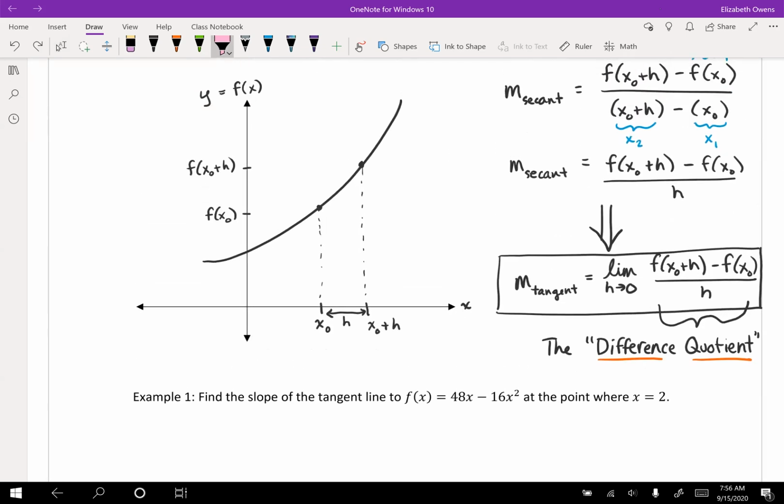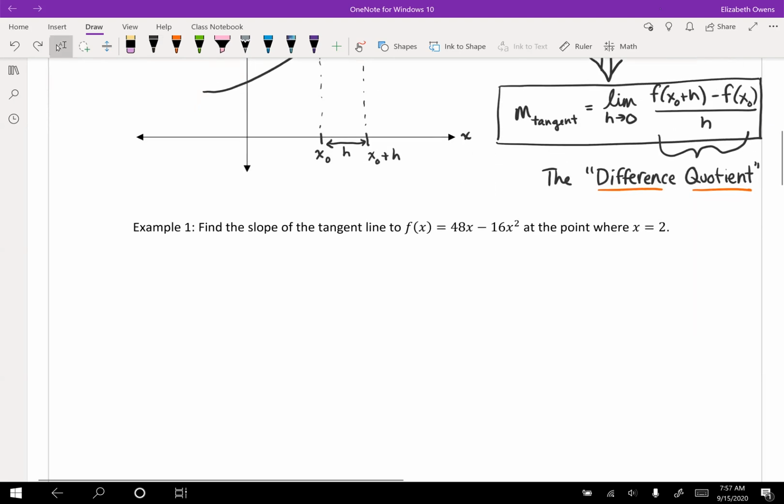Rather than calculating the secant slope formula first and then just replacing h with 0, we can set it up straight from the beginning as a limit as h approaches 0 to find that tangent line slope. Okay, so that's what we're going to do. We're going to say the slope of the tangent line is, and let me just recopy that difference quotient formula for us. Limit as h approaches 0, f of x naught plus h minus f of x naught all over h.